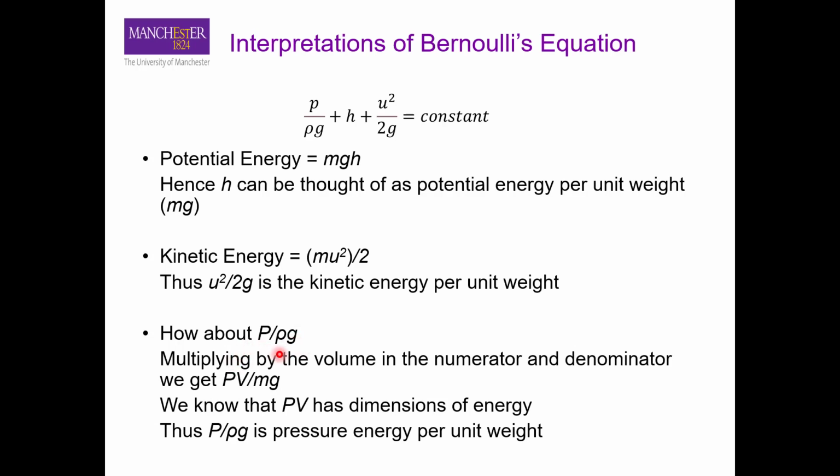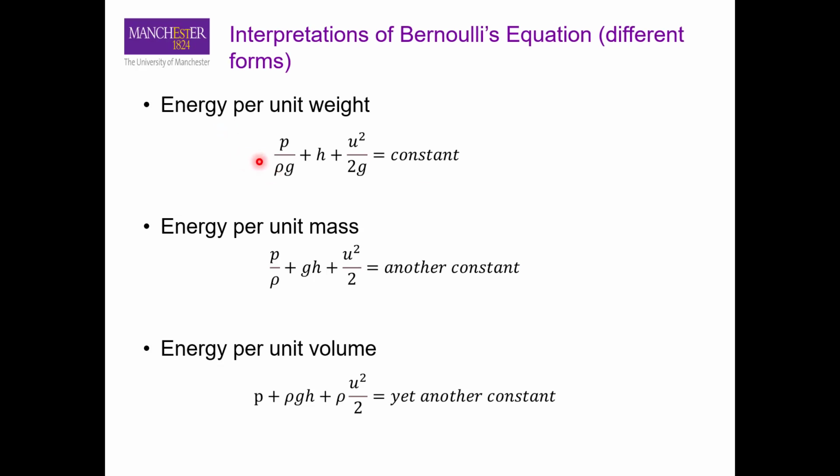But the way to do it is that if you multiply by the volume in the numerator and in the denominator, you will have PV over mg. And you know from thermodynamics that PV is work, and work is a form of energy, so we can understand it as a form of energy per unit weight as well. Okay, so all the terms in this equation are equivalent to energy per unit weight. Okay, and similar to this form, we can have other forms of this Bernoulli's equation.